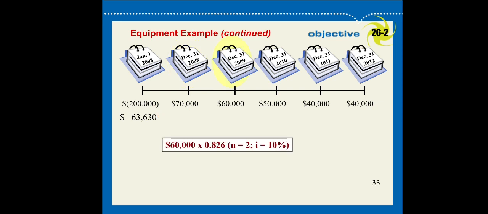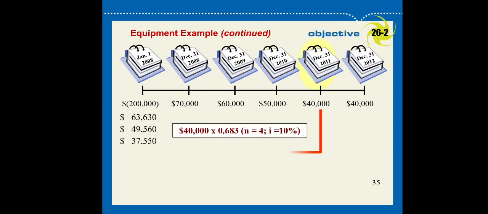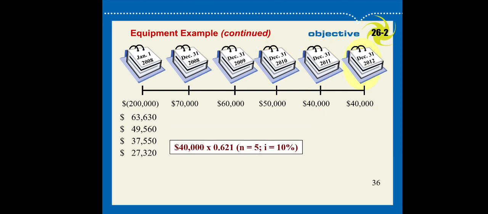The next thing, for year 2, the net cash flow is 60,000, and you have to refer to the present value table. The year is 2, the interest is 10%. You will get this number, 0.826. You have to do the same thing for year 3, year 4, and year 5 net cash flow.